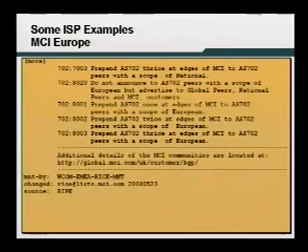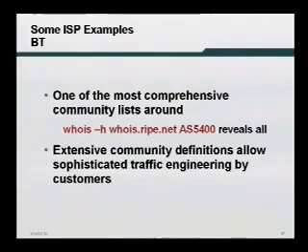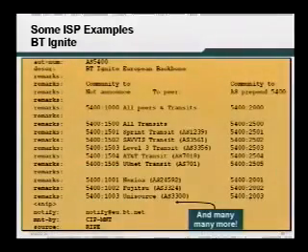And they've got a lot more. I haven't put them all in here, but you get the general idea of what they actually support. Actually, the web URL there gives the complete list. British Telecom's network, if you do a whois on AS5400 on whois.ripe.net, well, this is one of the biggest community lists I've actually seen.